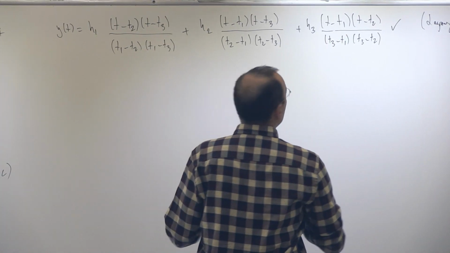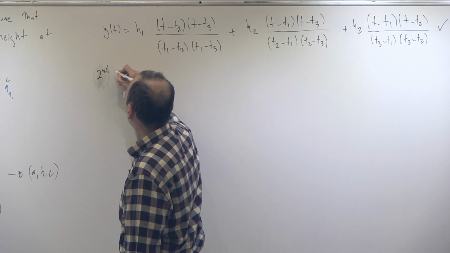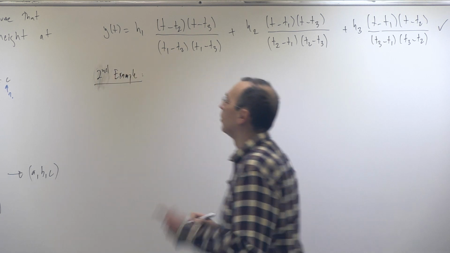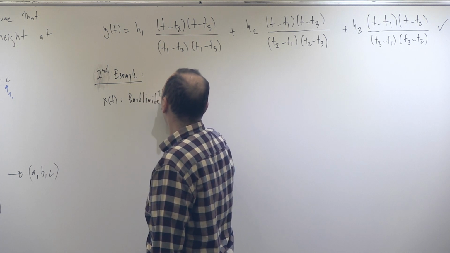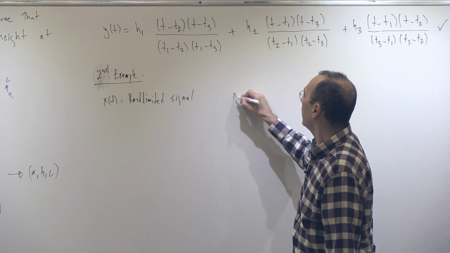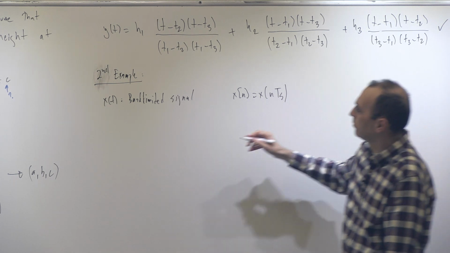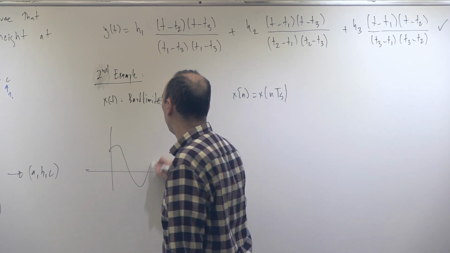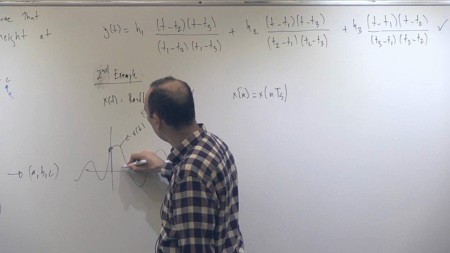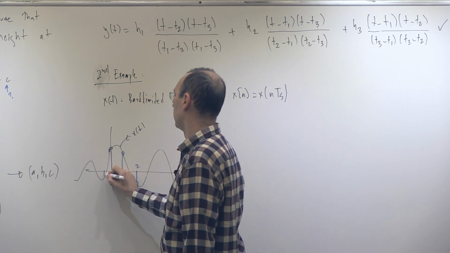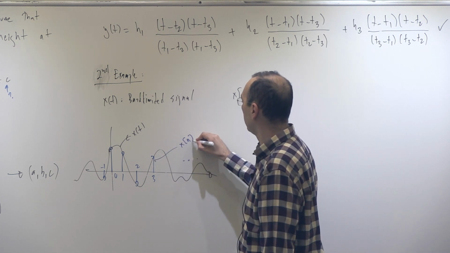So let me give you just one more example and then we are done. This would be the second example. Let's assume that x of t is a band-limited signal, and let's say that x of n is, since these are very familiar to us in electrical engineering, a sampled version of it. So this is my x of t, and let me have the samples like this. This is 0th, first, second, minus first, and so on. So this is x of n, but I should write Ts over here.